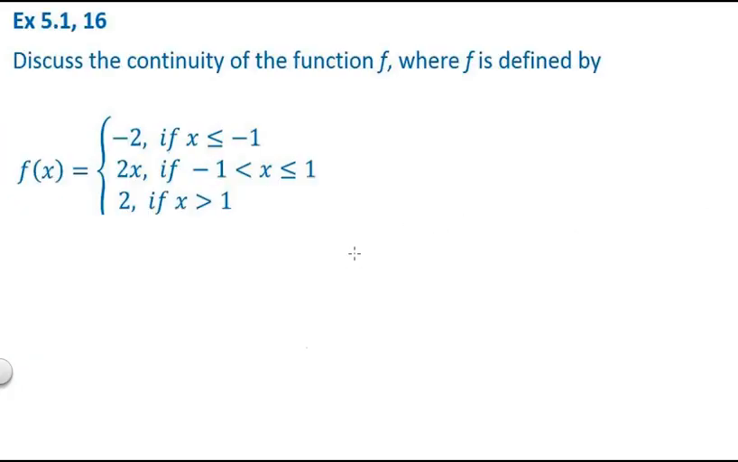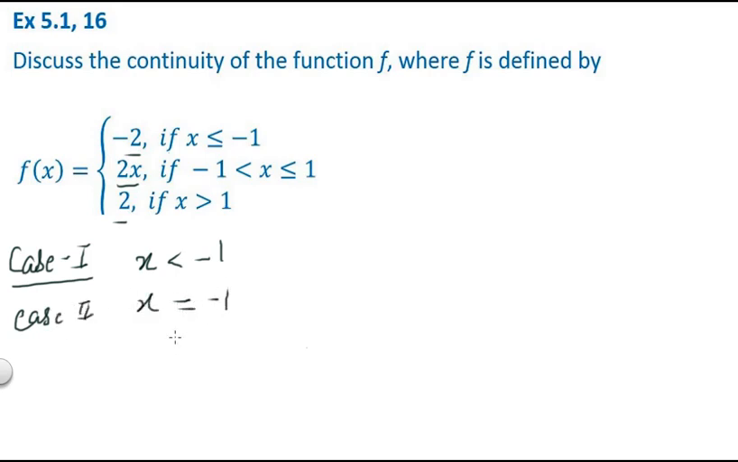In this question, they're asking you to discuss the continuity of the function f, where f is defined by f of x, the values of x, and the function corresponding to those values of x is given. So let us form the number of cases first. In case 1, we will check when x is less than -1. In case 2, as you can see, we will check when x is equal to -1.